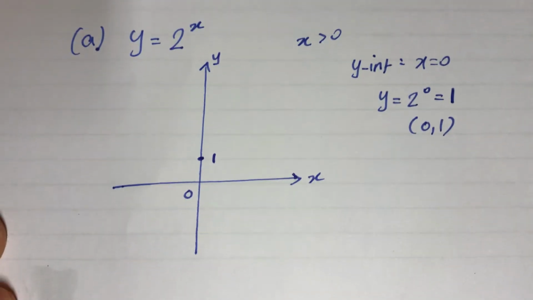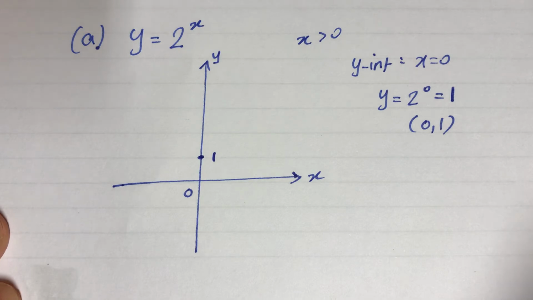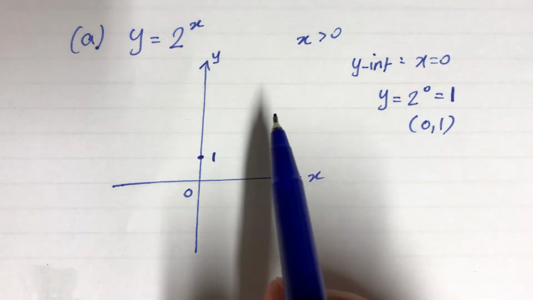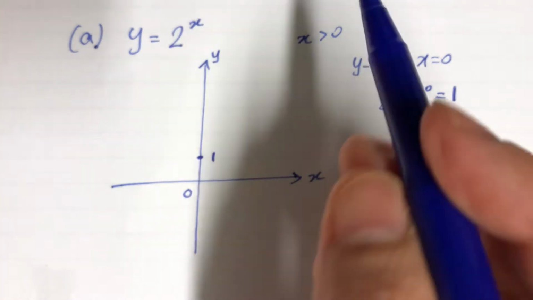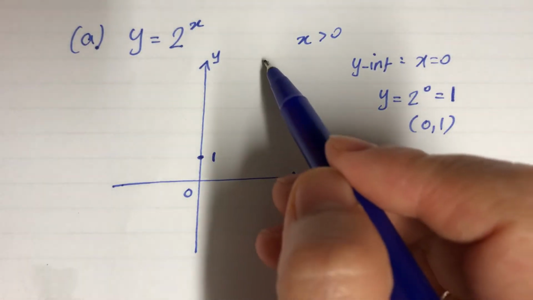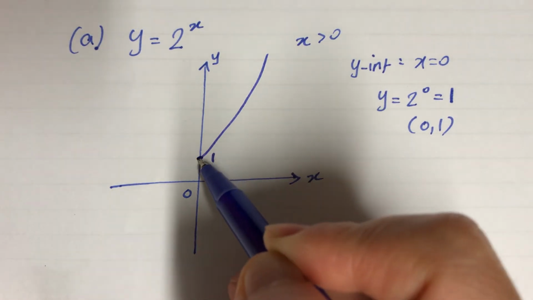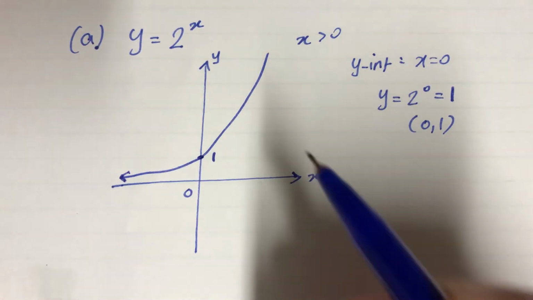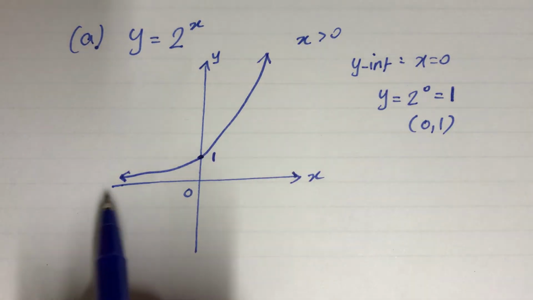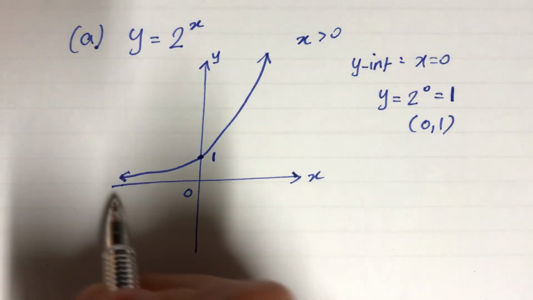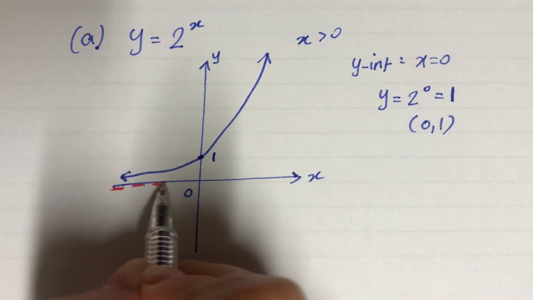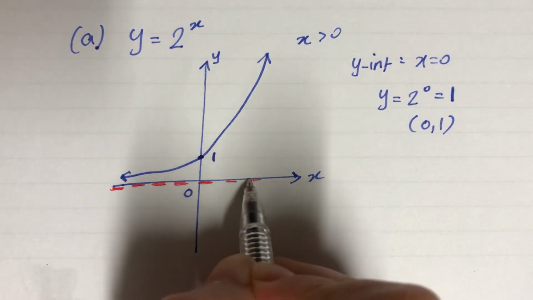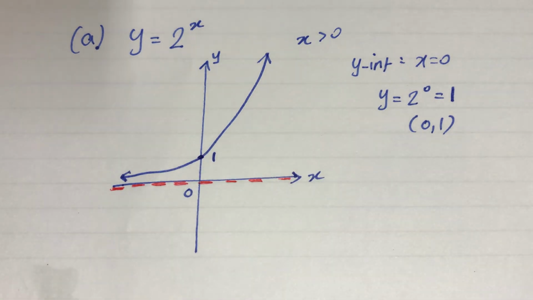Again, when you sketch a graph, please use your ruler and use a pencil, a darker pencil that you can clearly mark with. Now this is actually positive, so going from the right to the left, it will go closer to the x-axis, but it will never touch. So I'm going to use my red pen to indicate my asymptote, which is y equals 0. So that's my asymptote.